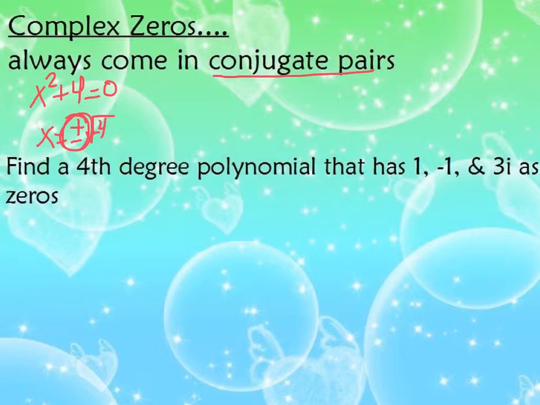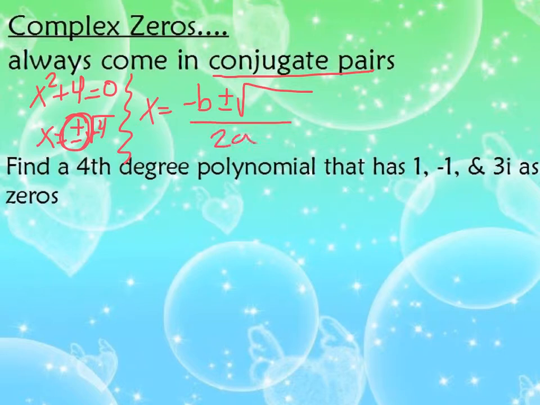The other place that you could get imaginaries is through the quadratic formula. But remember, on the quadratic formula, x equals negative b, and here again is your plus or minus the square root. So when you do your quadratic formula, sometimes you're going to end up with a negative number under here, but it's still going to have this plus or minus on it. So that's still going to make it come as a conjugate pair. So keep in mind, anytime you have complex zeros, you don't have 1, you'll always have 2 or 4 or 6. It always has to come in pairs.